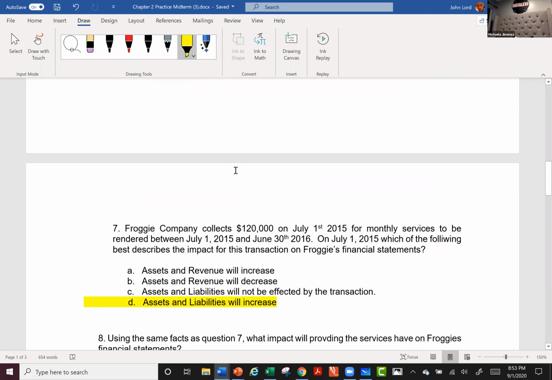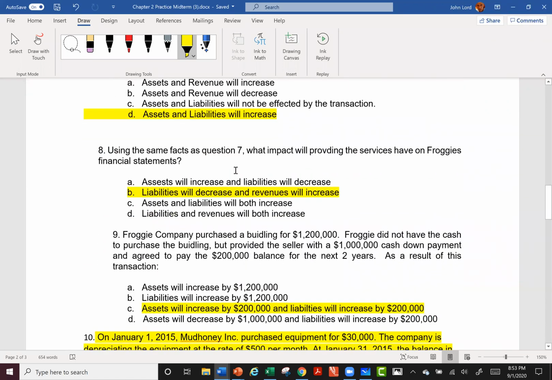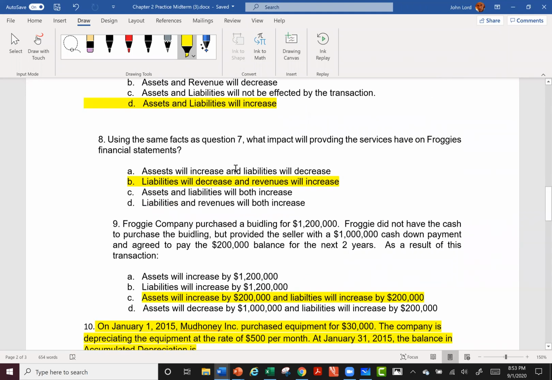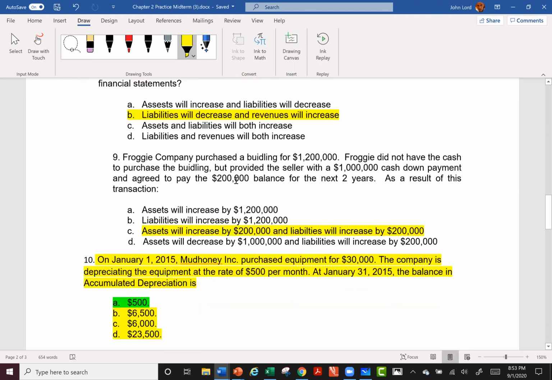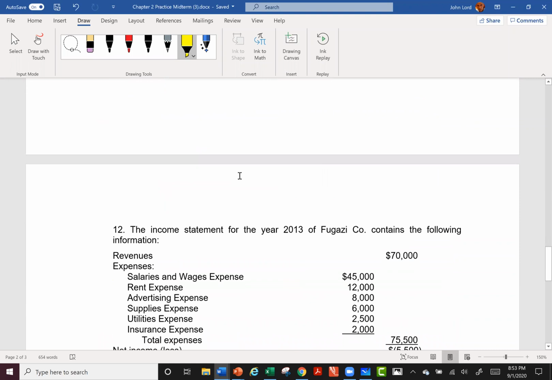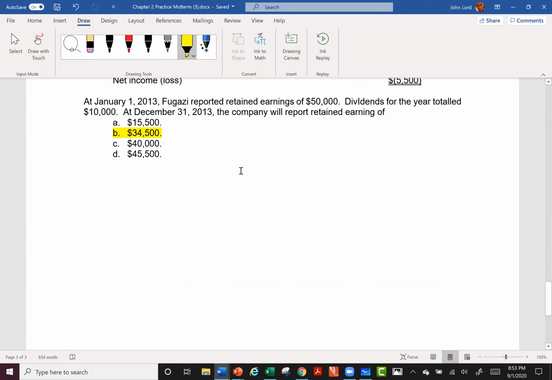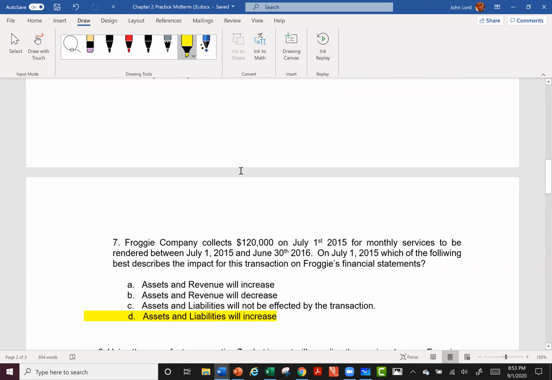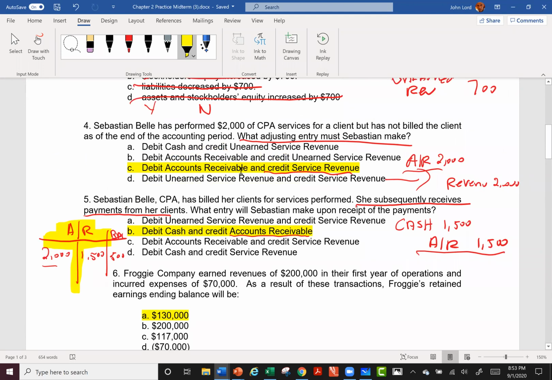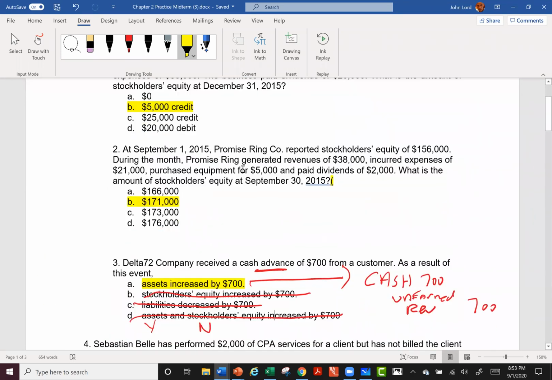These come from the textbook. Some of them I wrote. Froggy Company. If you see Froggy or Busters, I wrote it. If you see some of these, Mud Honeys and Fugazi, that's not me. I'm limited to Froggy. If it's Froggy, Busters, or Kitty, I wrote it.